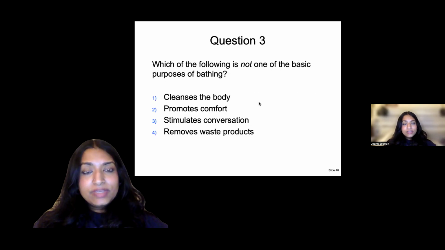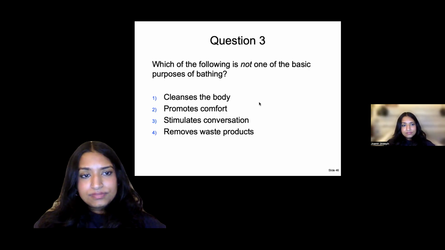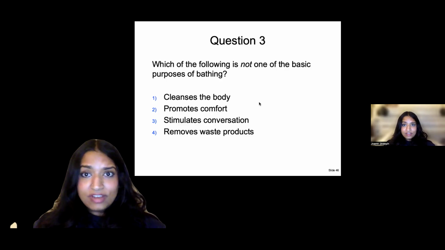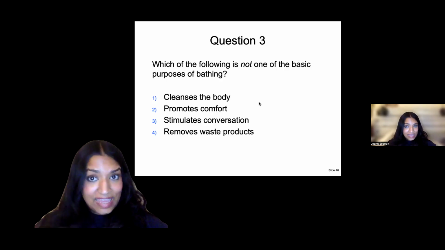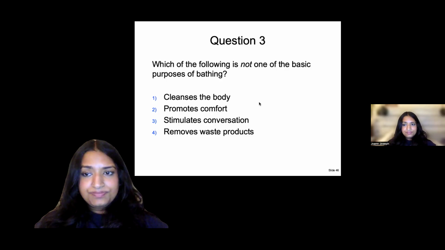Question 3, which of the following is not one of the basic purposes of bathing? Number 1, cleanses the body. Number 2, promotes comfort. Number 3, stimulates conversation. Number 4, removes waste products. So take a second to think about it. So number 3, it's not to stimulate conversation. You're not taking them to the bath because you want to have a conversation while they're getting naked and getting themselves clean. The purpose is to clean the body, promote comfort through care, and then remove waste products.